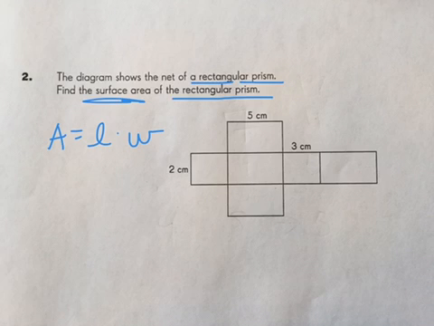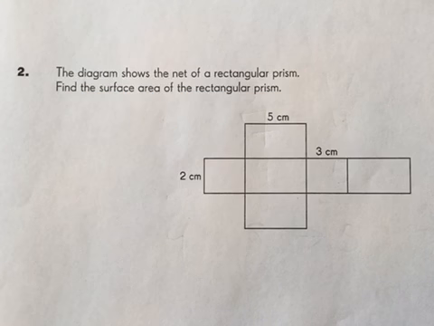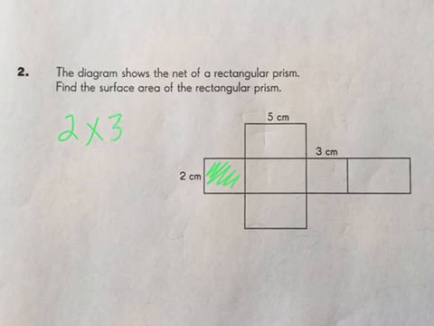So the formula for area of a rectangle is area equals length times width, or base times height. Alright, so let's look at the first figure, this one here. The length is 2 and the width is 3. So 2 times 3 equals 6 cm squared.